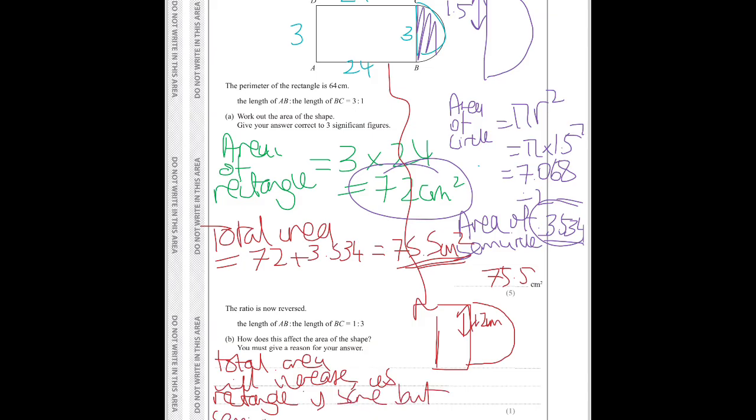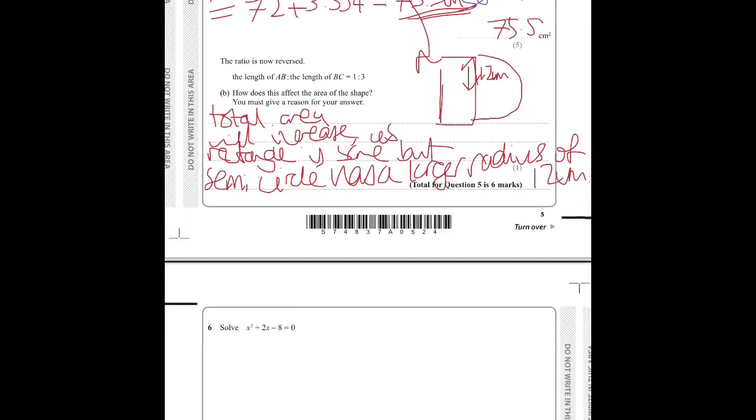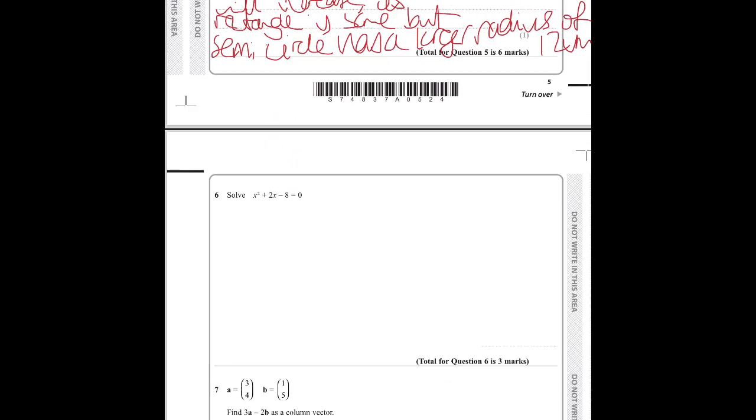So we can say the total area will increase as the rectangle is the same, but the semicircle has a larger radius of 12. Because it's only a 1 marker, it's not expecting you to actually work it out. If you did that, you probably will still get a mark, but you're wasting time here when you could be spending it on other questions.